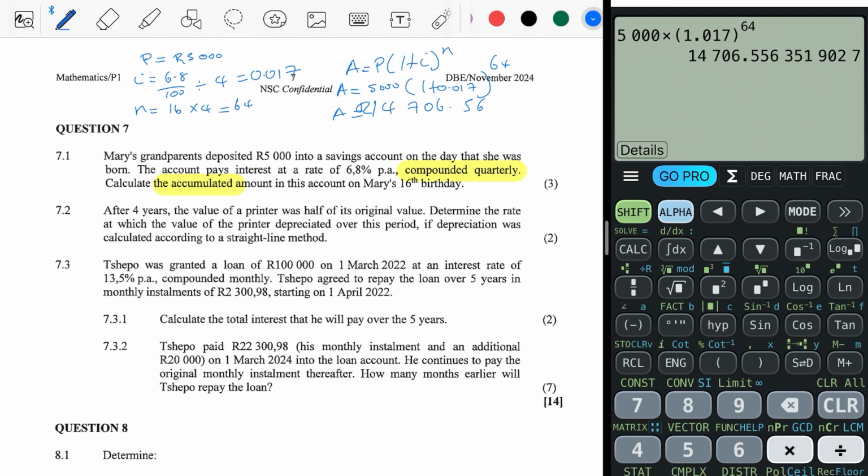So what does it mean? It means that when Mary's grandparents deposited just 5,000 and put it in the savings account, and the savings account was accumulating 6.8 percent interest compounded every quarter, at her 16th birthday Mary's savings account had 14,000 rand with some change. So after 16 years, that 5,000 gave birth to 14,000.